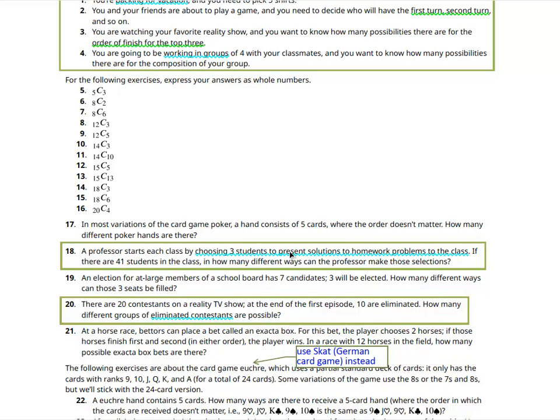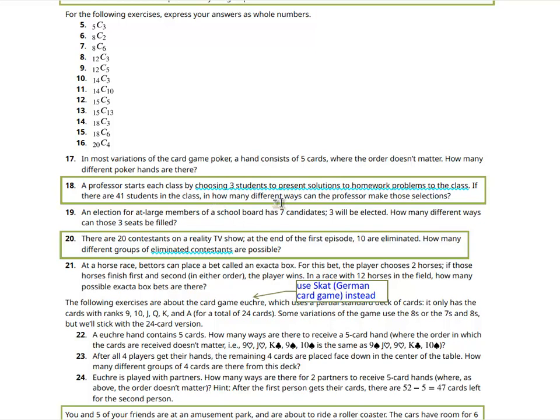So, professor here choosing 3 students. It doesn't matter in which order they go. They just present 3 different solutions. So it ought to be a combination, unless everyone is getting assigned a certain homework problem or getting into a certain order, then it would be a permutation. I think this one here looks like a combination as well.